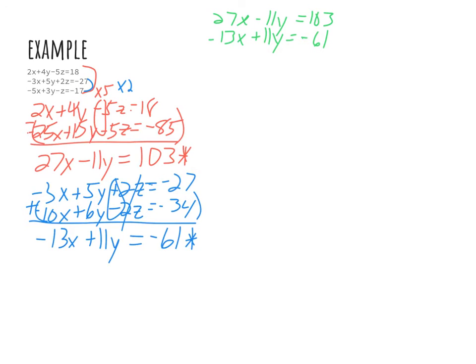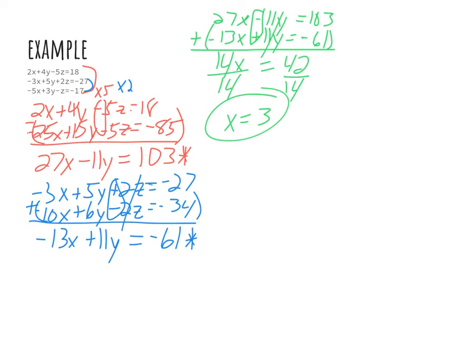And now, as you'll notice, I already have the same number in front of y, so I don't need to multiply any of them. The signs are different, so I go ahead and add them together. 27 plus a negative 13 gives me 14x. Y's cancel out. 103 plus negative 61 gets me a 42. Divide both sides by 14, and I get that x is 3.